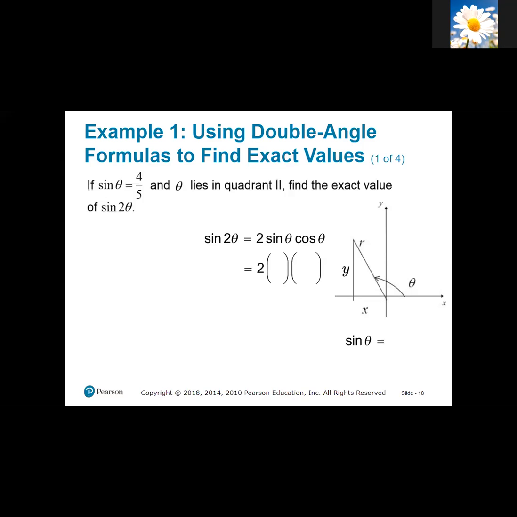Y over r. Good, Dalia. Y over r. And we already have those values because they told us sine of theta was 4 over 5. So it is 4 over 5. That means that's what goes in there, right? Y is 4 and r is 5.